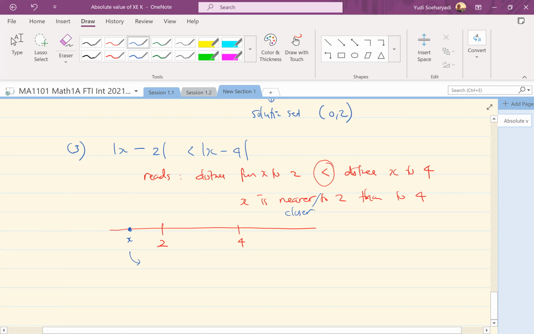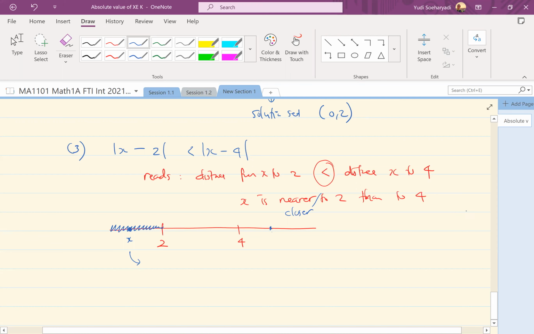Okay. So for here, it's all right. This is closer to 2. All right. What about between 2 and 4, or to the right of 4? Here, for example, is this correct? X here to the right of 4 is closer to 2 than to 4. No. Nope. So we won't have solutions here to the right of 4.